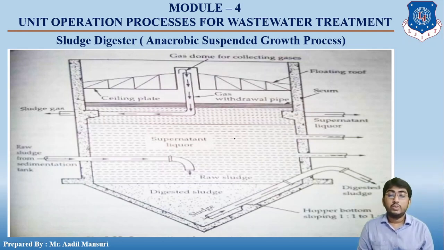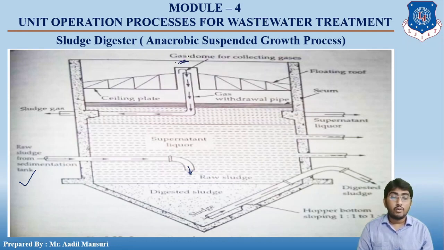So dear students, you can see that this is the schematic diagram of sludge digester. From the primary and secondary sedimentation tank, the sludge is entering from this side. It will enter into this tank. Now this is an anaerobic condition, right? So here on the top there is a truss roof, and there is a dome provided. This dome is for collection of the gas that is being generated.